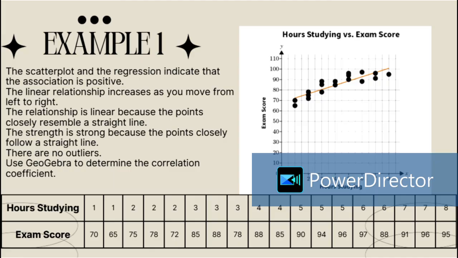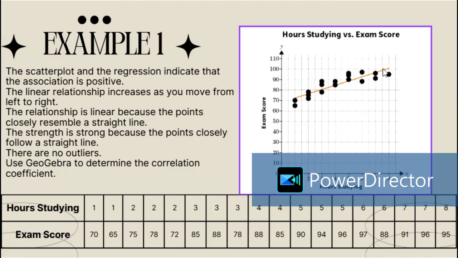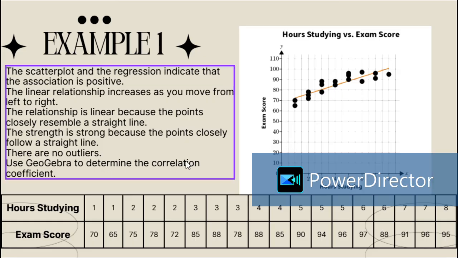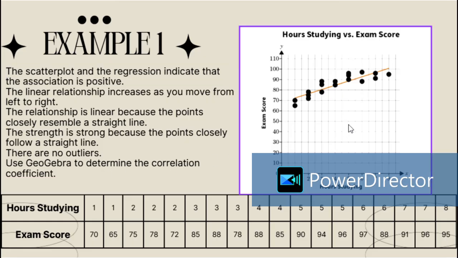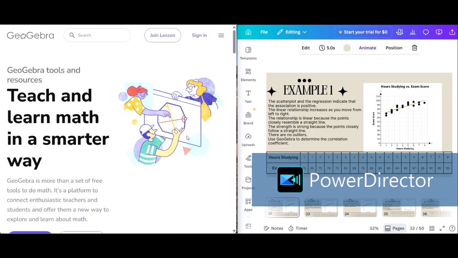So the scatter plot and the regression indicate that the association is positive. You can see that because it's increasing from left to right. The relationship is linear because the points closely resemble a straight line. The strength is strong because the points closely follow a straight line, and there are no outliers. We did all of that in the first part of the lesson. Now we're going to use GeoGebra to determine the correlation coefficient. There's a whole lesson on correlation coefficients, so I'll probably only show you how to do this once. If you need more help, leave a comment and I will make another video.